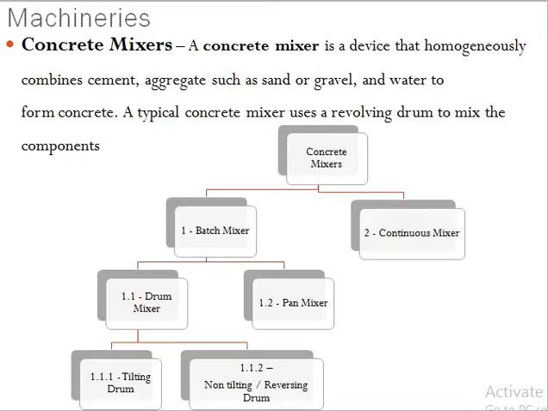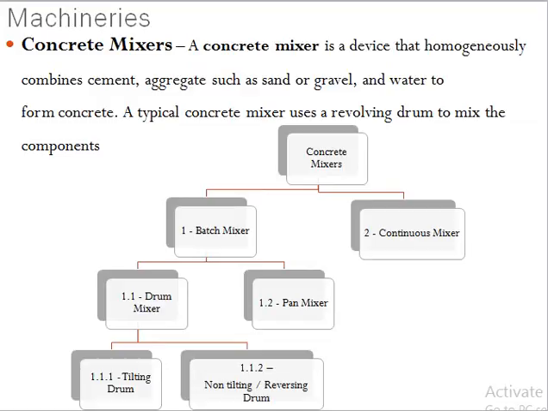Now let's have a look at the most important machine in concrete operations and in civil engineering operations. These machines are known as concrete mixers. These are devices which homogeneously combine the cement, aggregate, gravel and water to make a plastic mix known as concrete. So a concrete mixer has simply a revolving drum and other components to mix concrete.